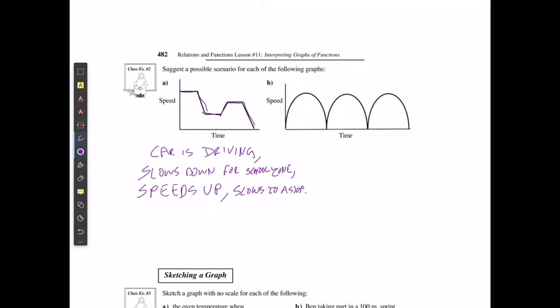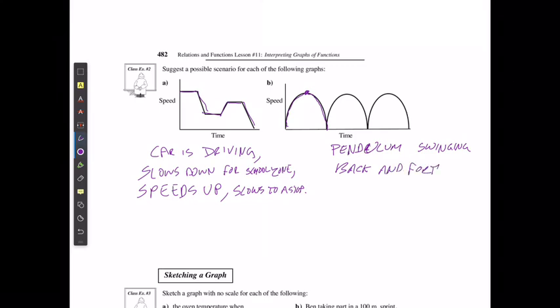For the second graph, I'm going to say that if it's speeding up to its top speed and then instantly starts slowing down, then speeding up to its top speed and slowing down, I could just say that this is a pendulum swinging back and forth. Remembering that there's literally infinite possibilities, as long as you can justify your answer, that's good enough. Typically, if I'm going to quiz you on something like this, I will give you 4 possibilities and you need to pick which one makes sense.